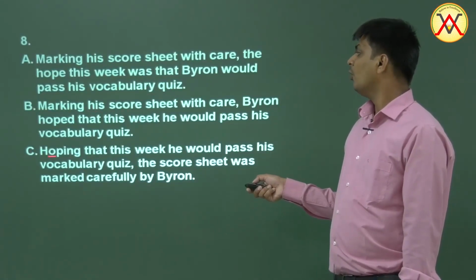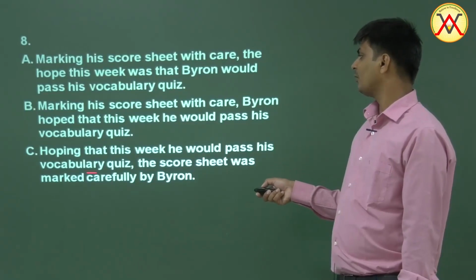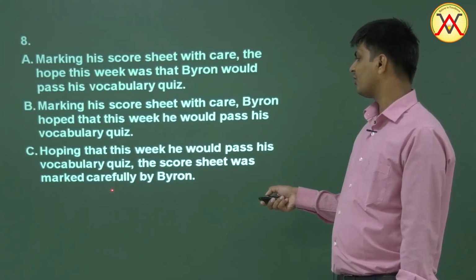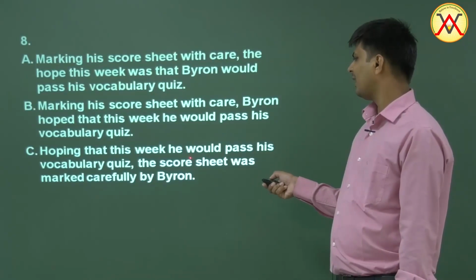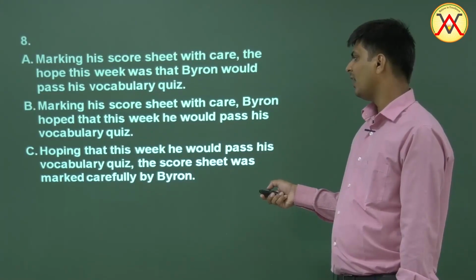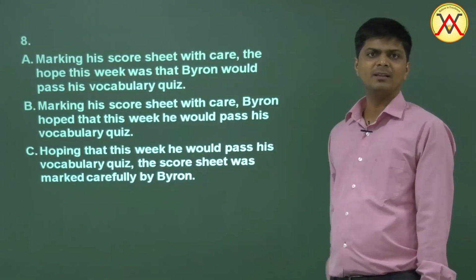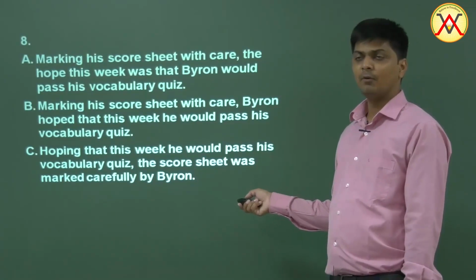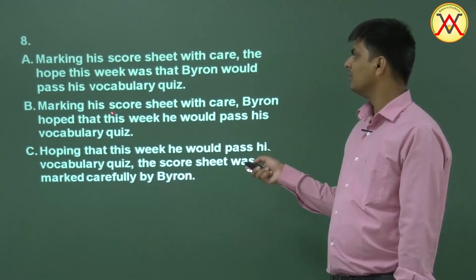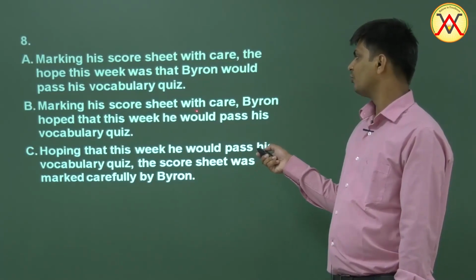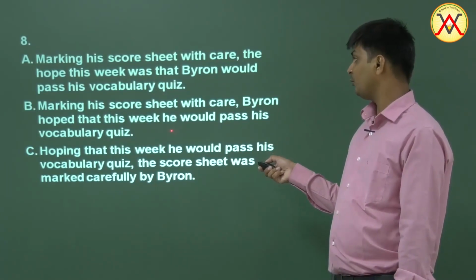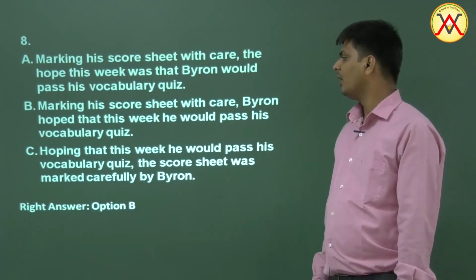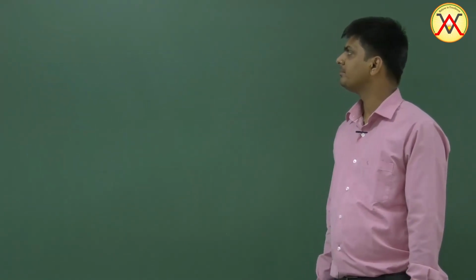And then, "Hoping that this week he would pass his vocabulary quiz, the score sheet was marked carefully by Byron." Well, "hoping that this week he would pass his vocabulary quiz" is the modifier, and the score sheet is put close to it. Well, the score sheet cannot have been hoping. It's Byron who's been hoping, and therefore, it should be what? B answer. "Marking the score sheet with care, Byron hoped that this week he would pass his vocabulary quiz." Option B is the right option.